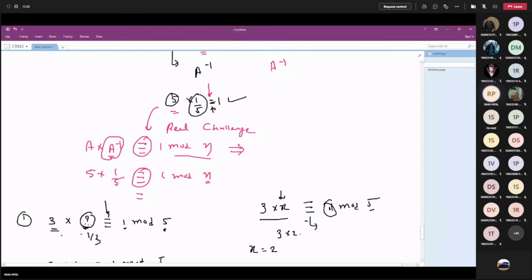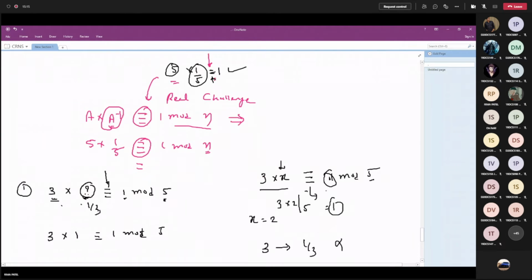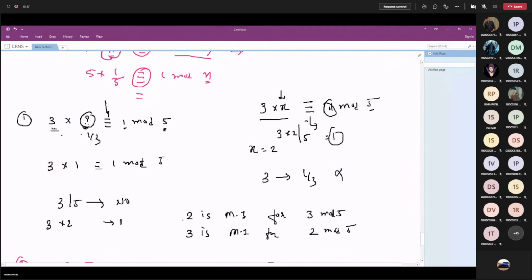If you multiply 3 with x, let's say x equal to 2, so 3 into 2 is 6, that is divided by 5, the remainder will be 1. So we can say that 2 is the multiplicative inverse for 3 mod 5. Or you can say this is also possible: if 2 is given, then 3 is the multiplicative inverse for 2 mod 5. That is also correct. Agree with this? Yes, ma'am.